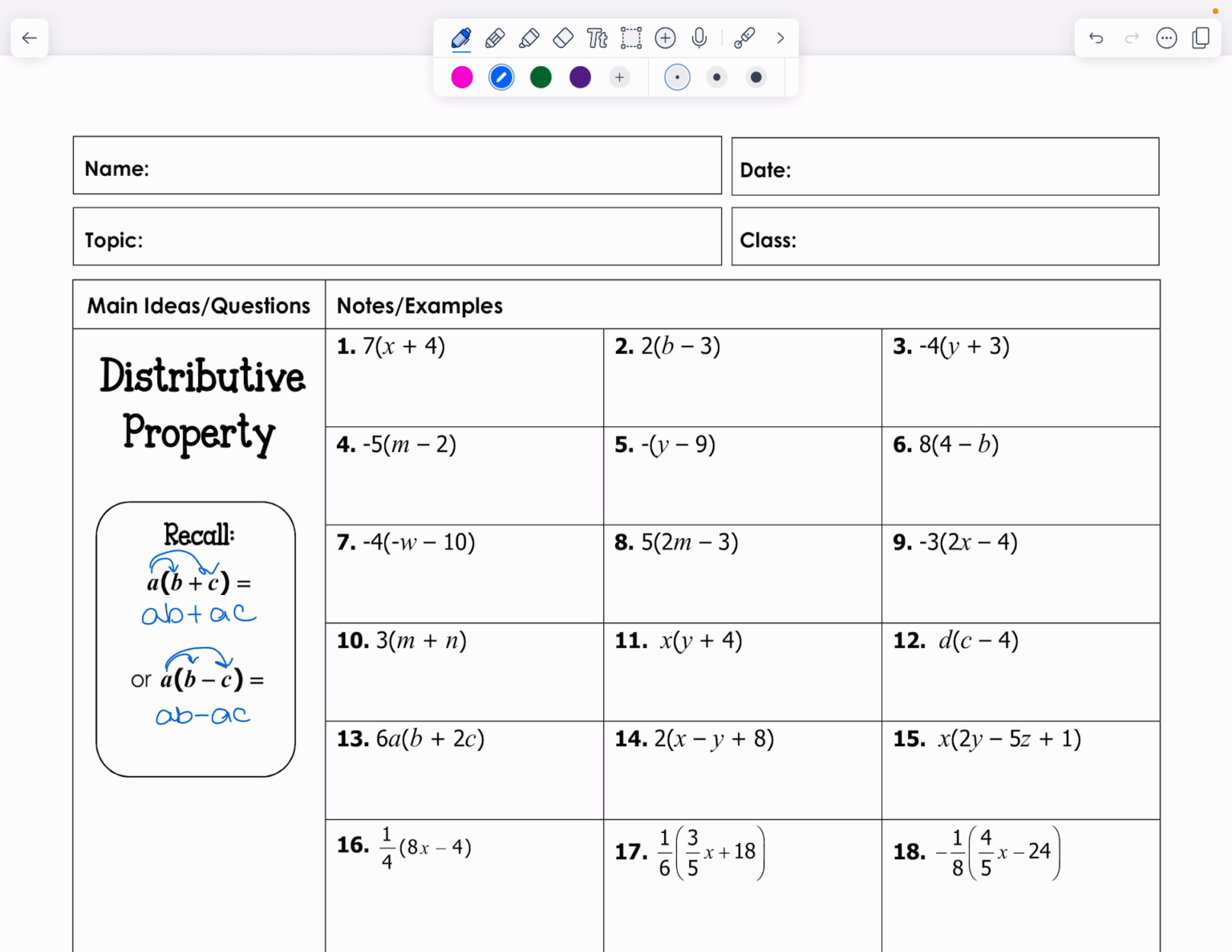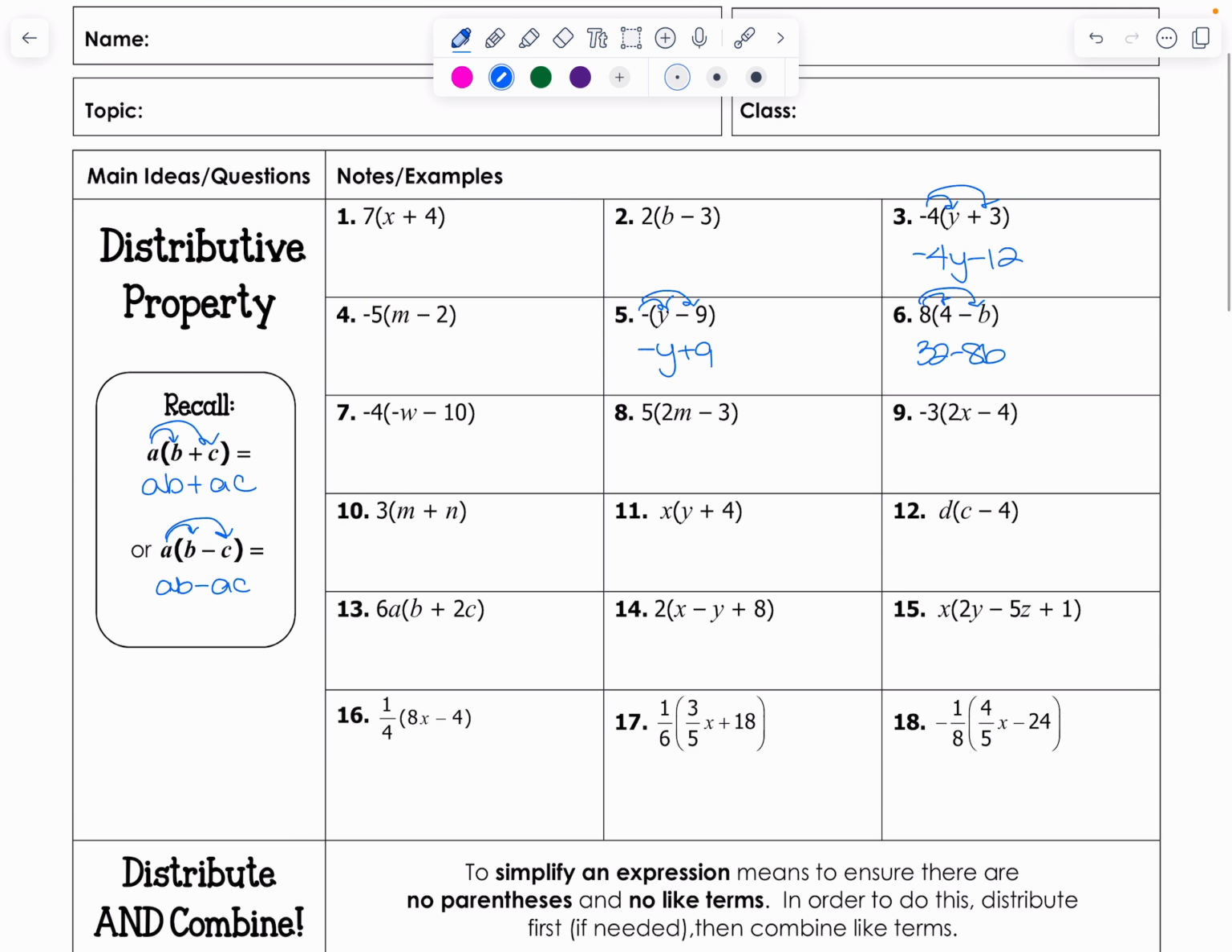I did the ones that I thought were harder in class. So I would have distributed my -4 here, so -4y minus 12. Distributed my 8, so I get 32 minus 8b. Distribute my negative to both terms, so I get a -y plus 9.